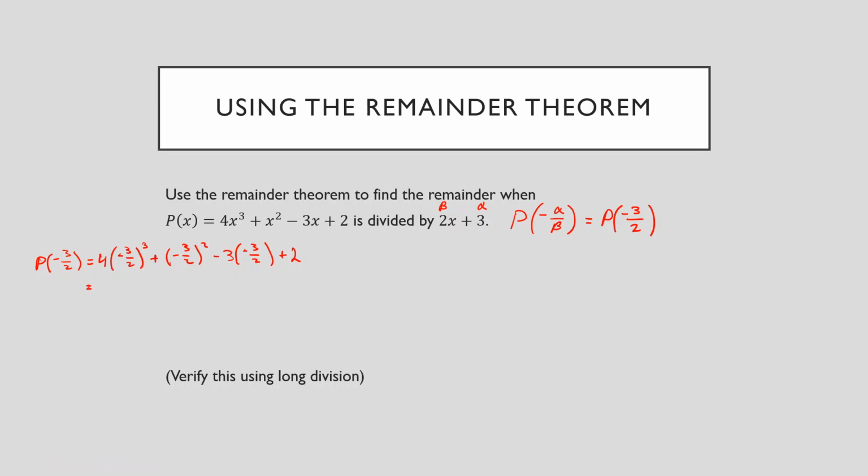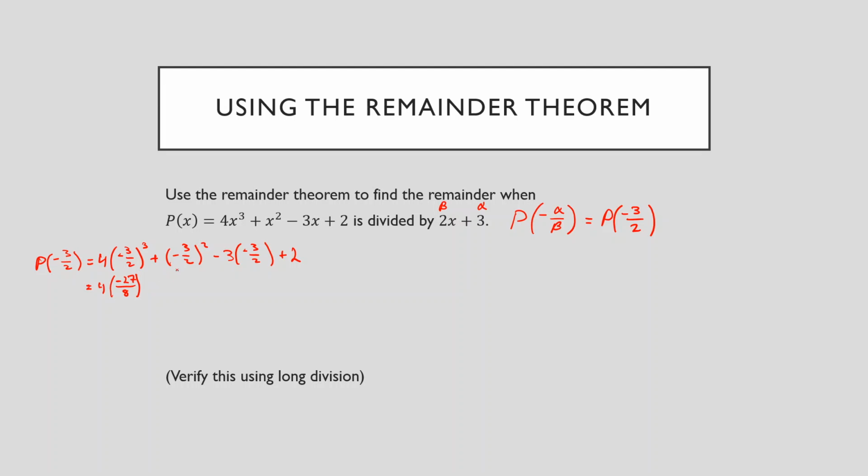Okay, so first I'm just going to cube and square these things before I start multiplying by their coefficients. So we're going to still have 4 times. Alright, negative 3 cubed. That's negative 3 times negative 3 times negative 3, negative 27, over 2 cubed, which is 8.